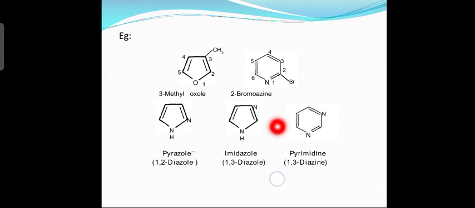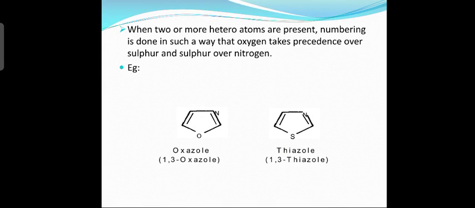Then imidazole, if you have nitrogens at 1,3 positions, it is called imidazole. What is the IUPAC name? 1,3-diazole. Pyrimidine has 2 nitrogen atoms in 1,3 positions, so the IUPAC name is 1,3-diazine. Now, when 2 or more heteroatoms are present, numbering is done in such a way that oxygen takes precedence over sulphur and sulphur over nitrogen. Oxygen gets first preference, next sulphur, next nitrogen.